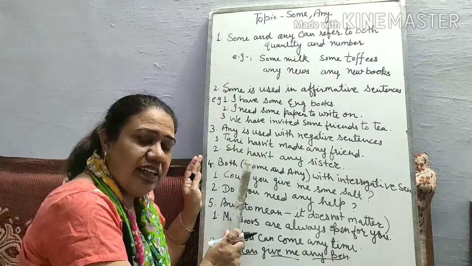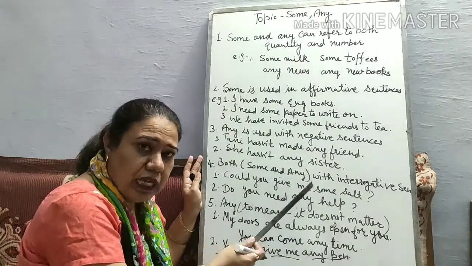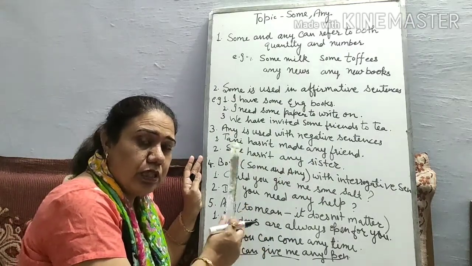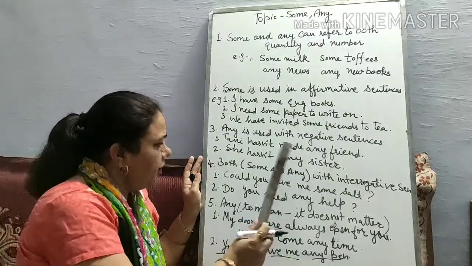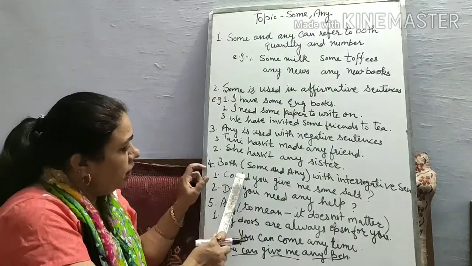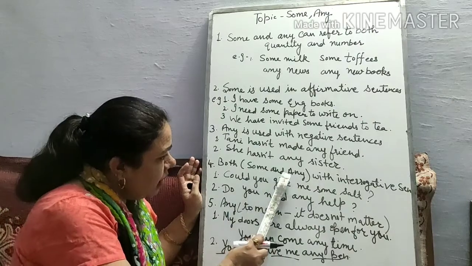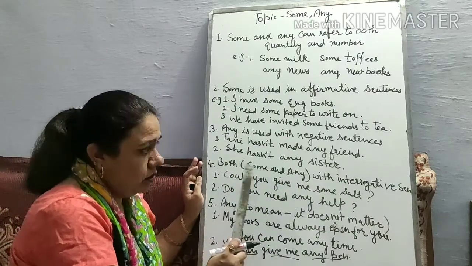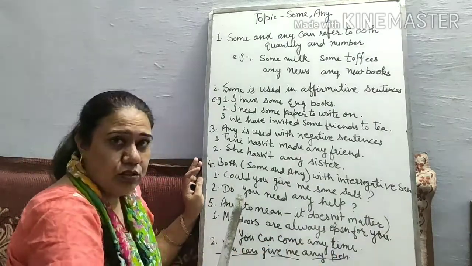You will always get negative sentences in fill-in-the-blanks also when you do some or any sentences. Next we take where we use some and any sometimes with both, with interrogative sentences also.